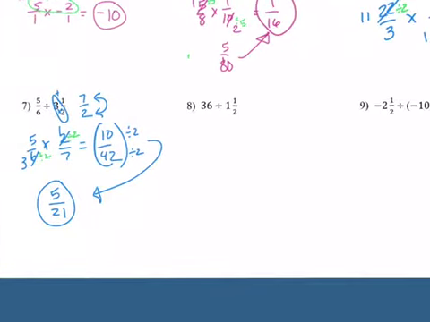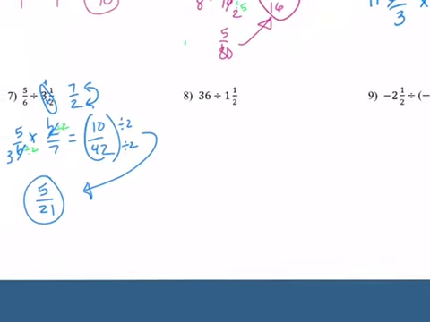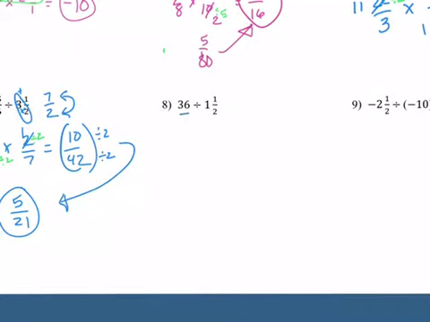Okay. Number 8, 36 and 1 1/2. We got to change them both. So 36, put a 1 underneath it. 1 1/2. 2 times 1 is 2, plus 1 is 3. So that gives me 3/2. Then number 8, we're going to go ahead and keep, change, flip.